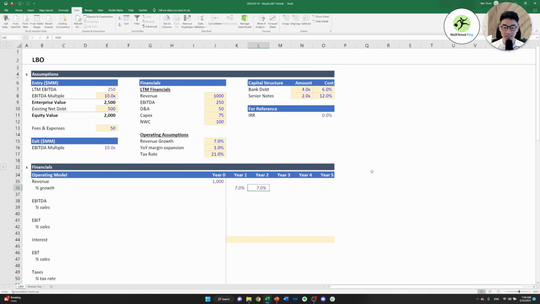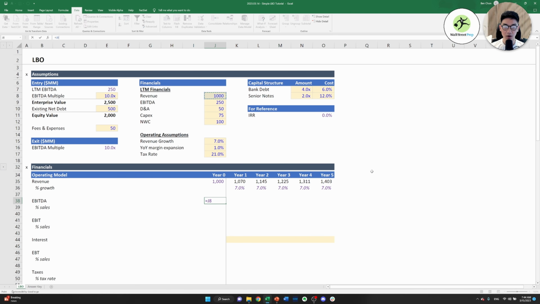And then we can just make these equal to the previous years because we're simply assuming that the company is growing at a 7% growth rate each year. Then we're going to get our previous year multiplied by 1 plus our growth rate. And then this will get us our revenue. Next is EBITDA. Very similar thing.